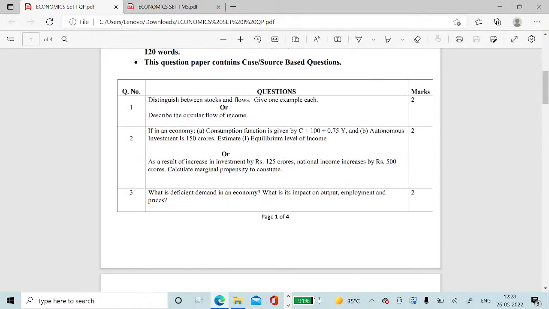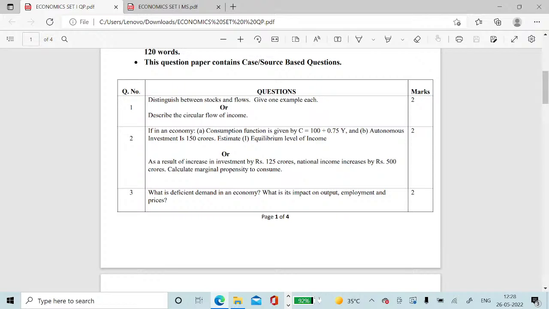Second: If in an economy a consumption function is given by C = 100 + 0.75 Y, and autonomous investment is 150 crores, estimate the equilibrium level of income. Or, as a result of increase in investment by 125 crores, national income is increased by rupees 500 crores. Calculate marginal propensity to consume.